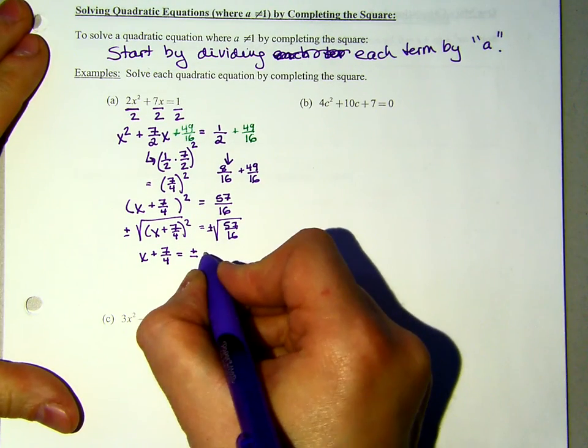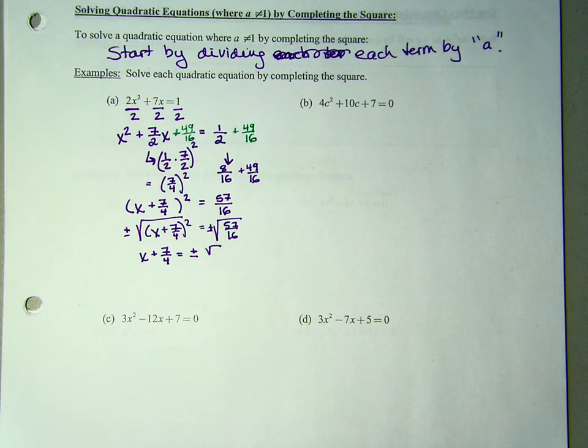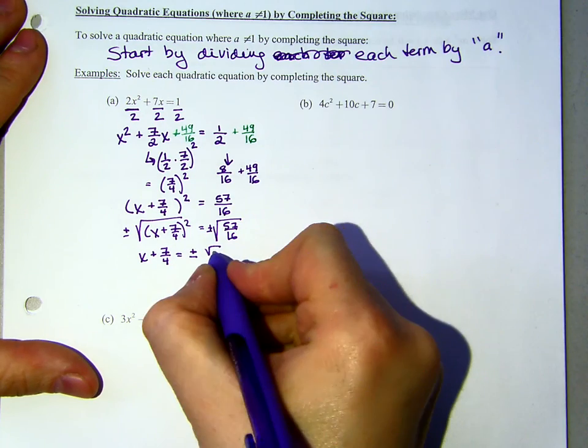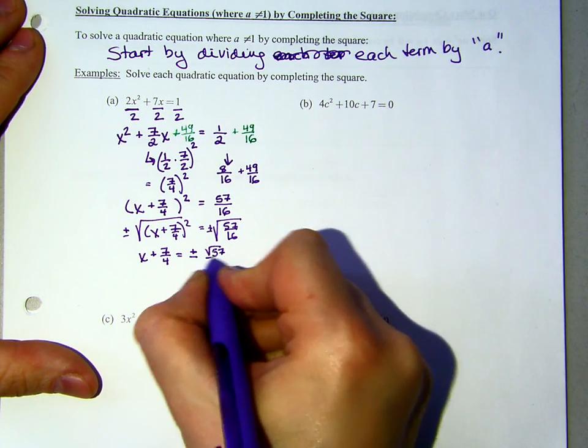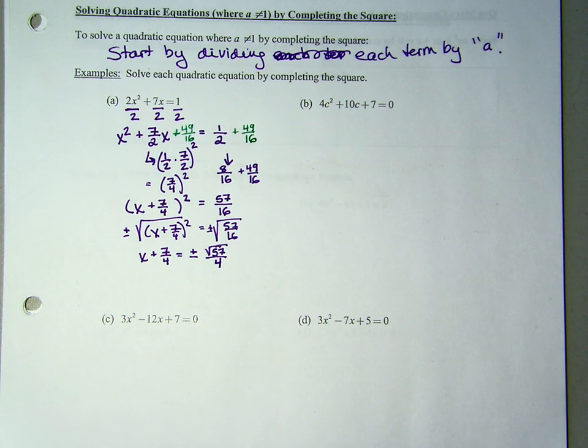So plus or minus square root 7 over 4. Not 7, but how about 57? Yeah, sure, 57. Square root of 57 over 4. They're both nice because with 57 you can't do anything, and the square root of 16 is just 4. Andrea, what's the last step going to be?